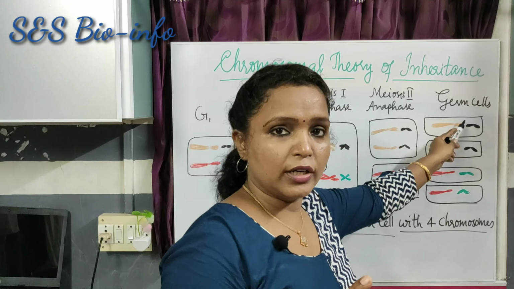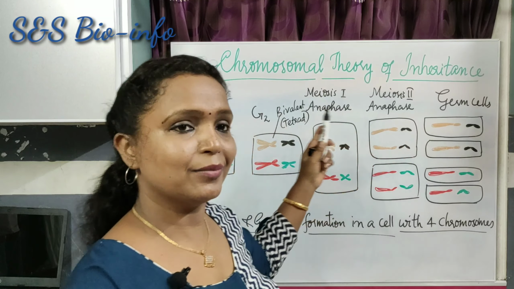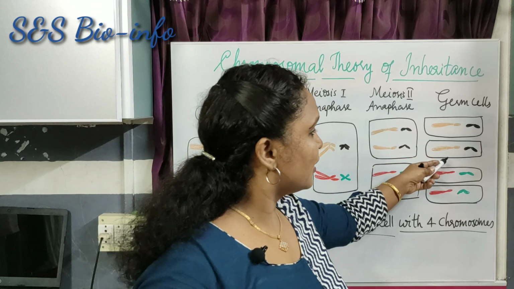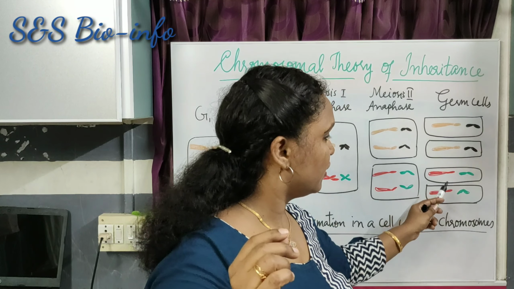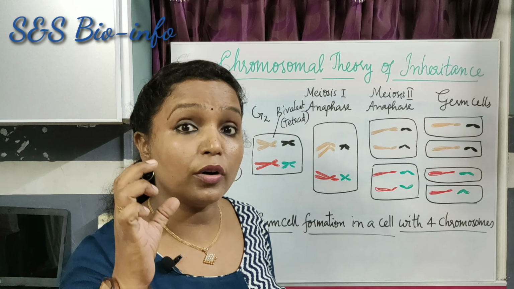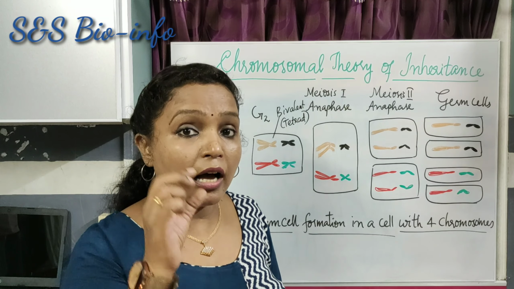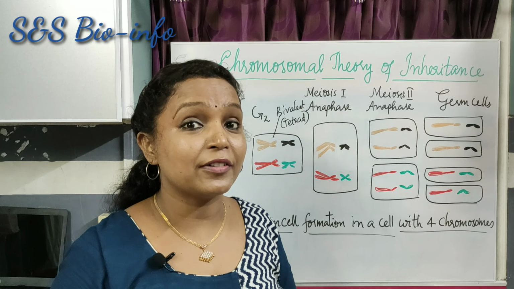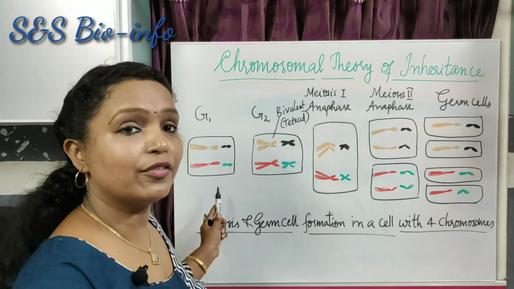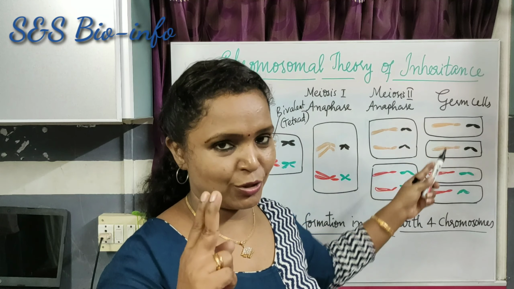Here, one cell with the same genetic material, then the next one with genetic material, then the third and fourth. Here you can see the haploid set of cells. Haploid cell means the chromosome number is half. What is the initial chromosome number? 4. Here it is 2.